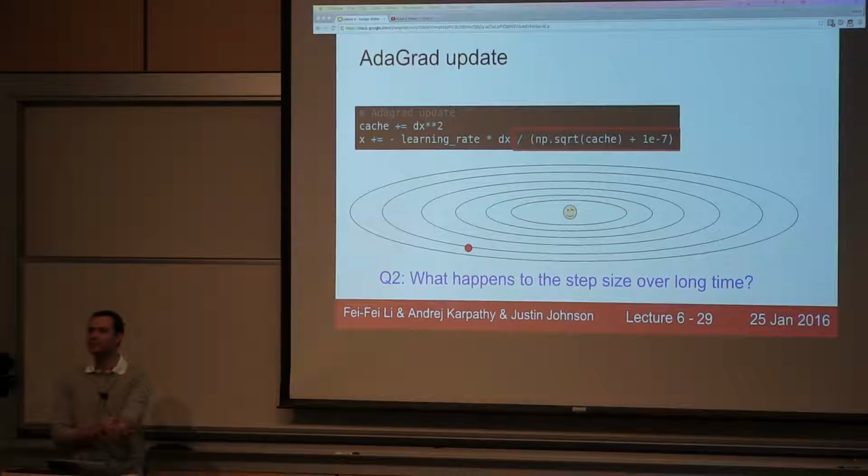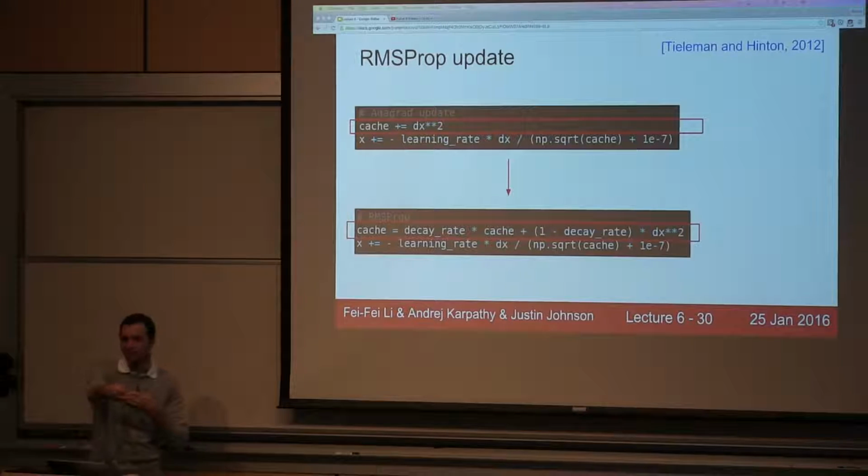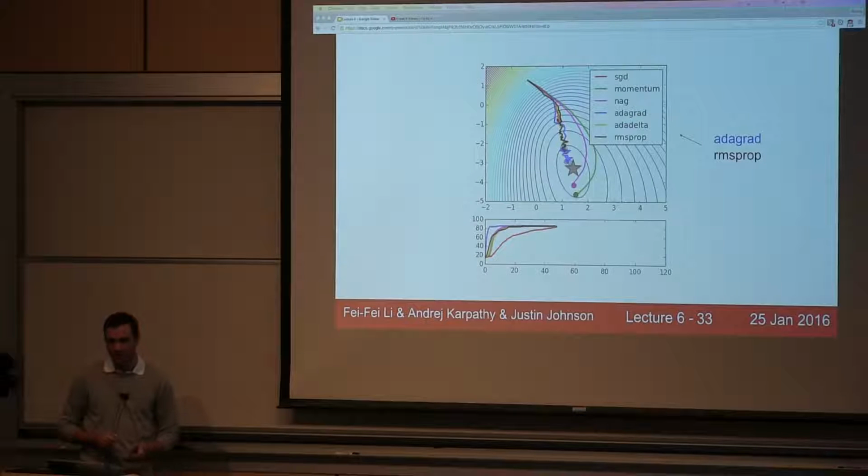Why do we keep the cache from the very beginning instead of, for example, just the last 100? RMS prop is effectively doing what you're describing, because it ends up forgetting gradients from very long ago. Its expression at time t is only a function of the last few gradients, in an exponentially decaying weighted sum. Okay, cool. So that's RMS prop. We're going to go into the last update.